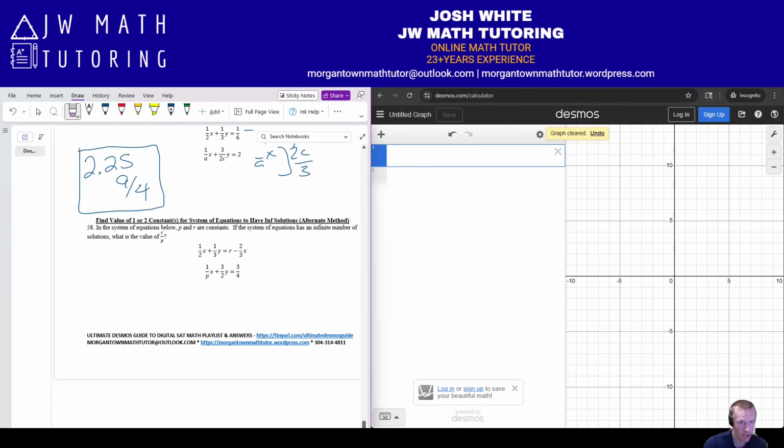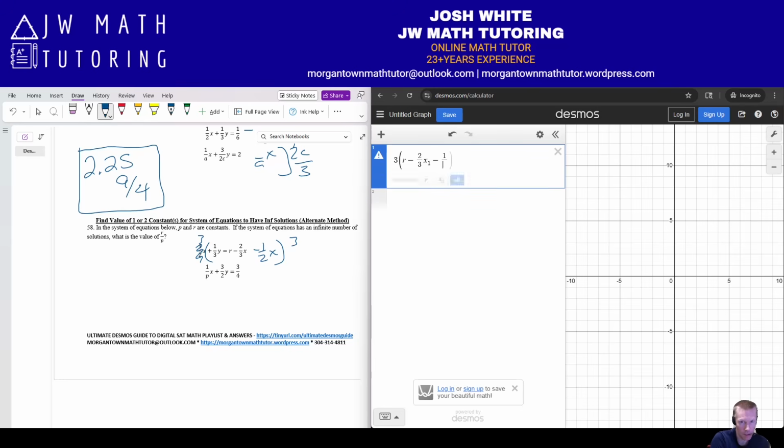So let's take a look at one more example problem down here, number 58. So again, same thing, you have to get everything in terms of y equals. So it does require a little bit of work on the front end. So you could do minus 1/2 x here, and then again times 3. So the first thing is just going to be, and again, I'm only entering in the right side. I'm getting y equals and then everything else on the right side. So there's a 3 and then an r minus 2/3 x1 minus a 1/2 x1.